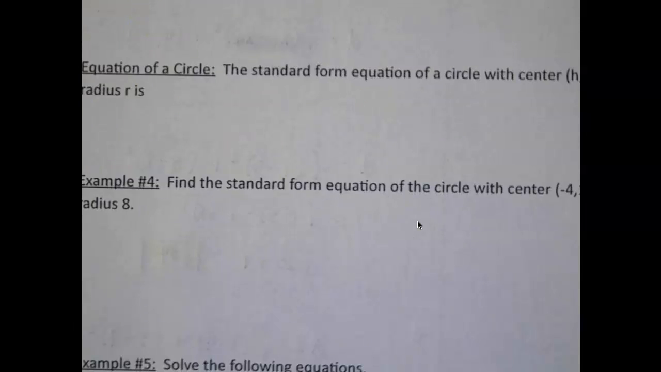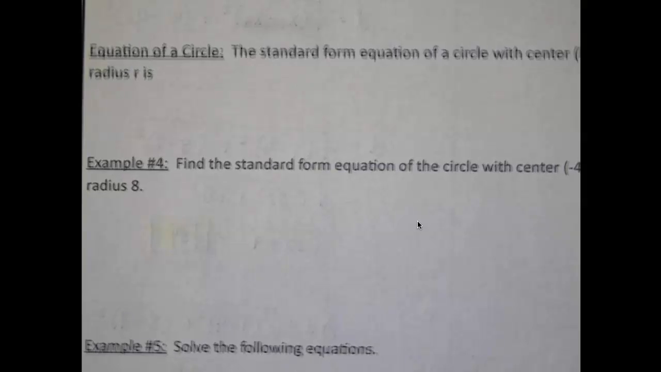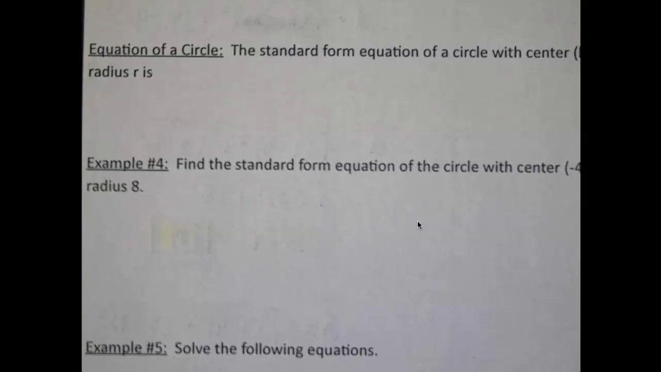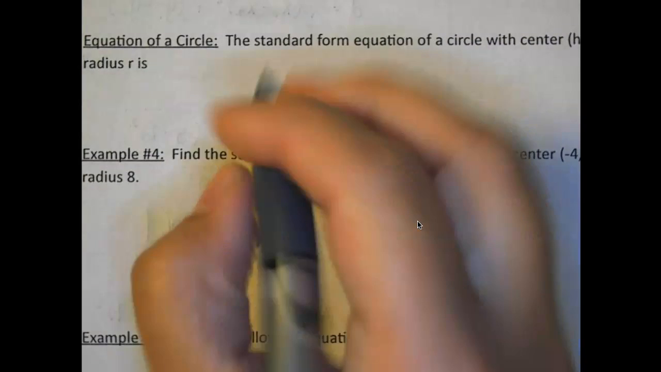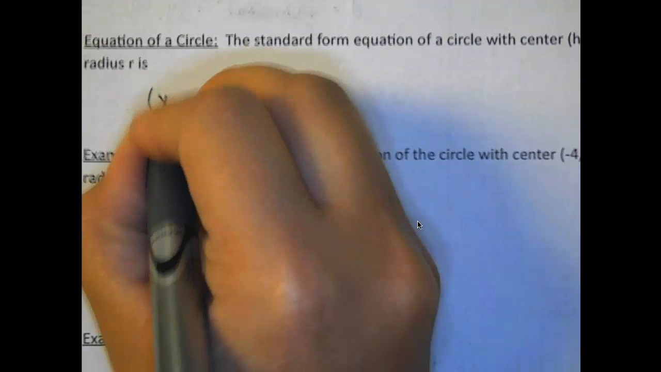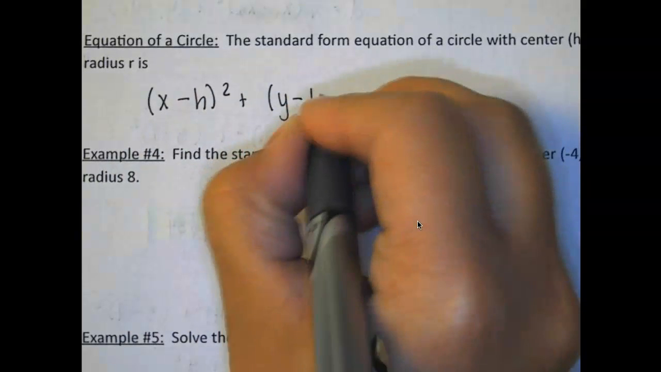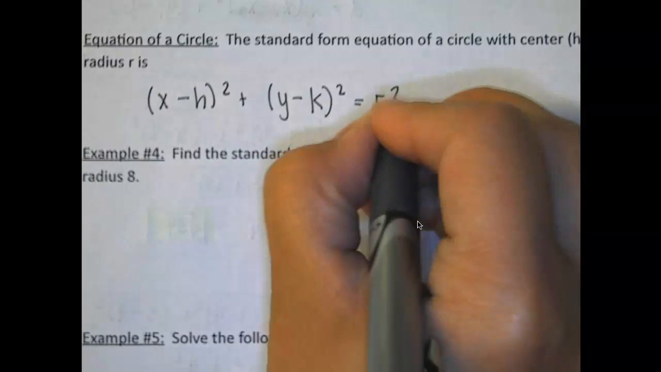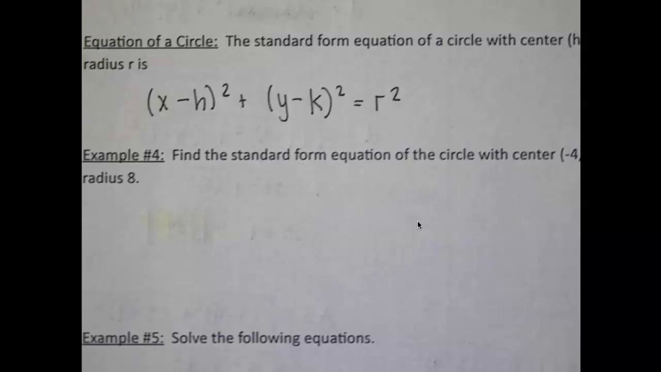All right, ladies. The equation of a circle. Hopefully you guys remember this from geometry, maybe, possibly. The equation of a circle in standard form is (x minus h) squared plus (y minus k) squared equals r squared. This is where (h, k) is the center of the circle and r is the radius.